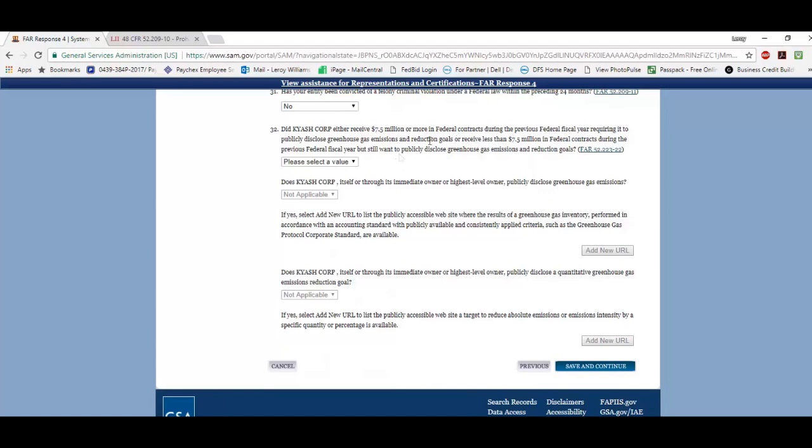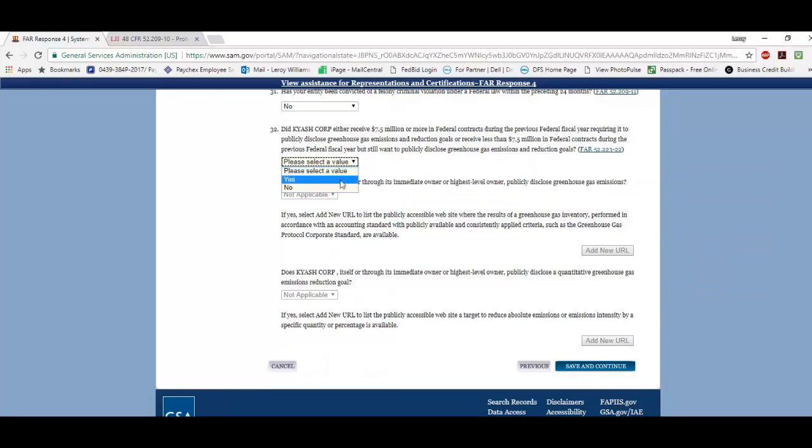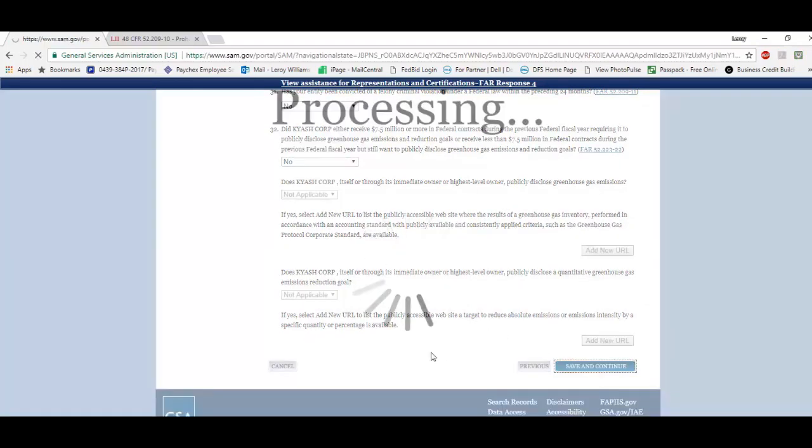Number 32, did Kayash Corp either receive $7.5 million or more in federal contracts during the previous fiscal year, requiring it to publicly disclose greenhouse gas emissions and reduction goals, or receive less than $7.5 million in federal contracts during the previous federal fiscal year, but still want to publicly disclose greenhouse gas emissions and reduction goals? So we must select a value. That would be no. That was simple. And so we have a couple other questions that are not applicable to us, so we're going to hit save and continue.